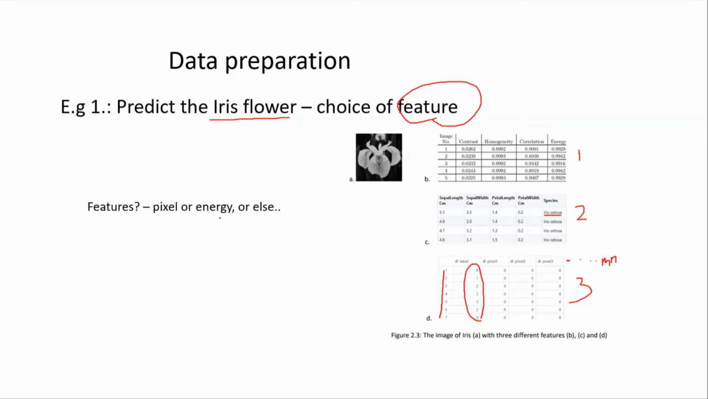Okay, pixel or energy. You can have pixels like this, or you can have energy, contrast, homogeneity, and correlation like this, or you have sepal length, sepal width, petal length, and petal width. It's your choice.